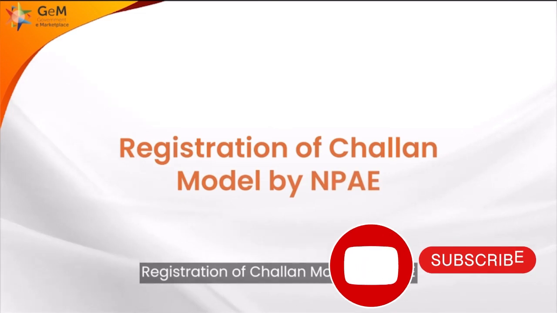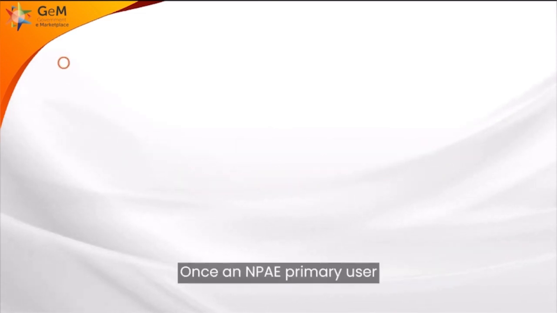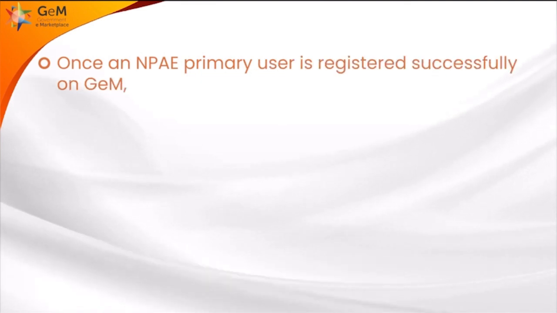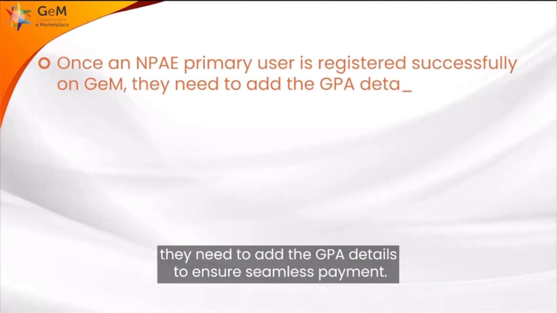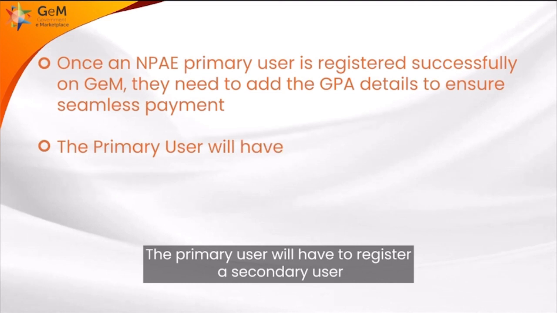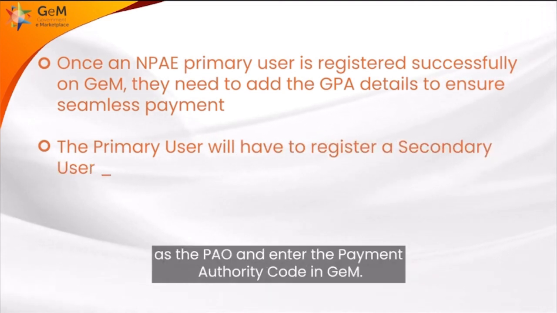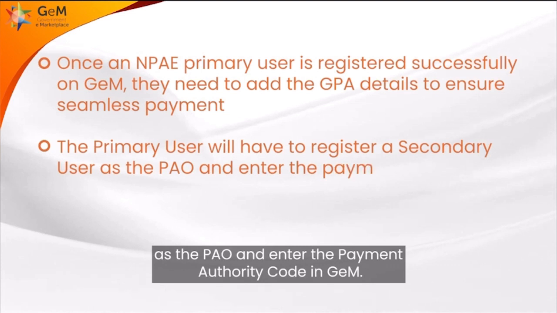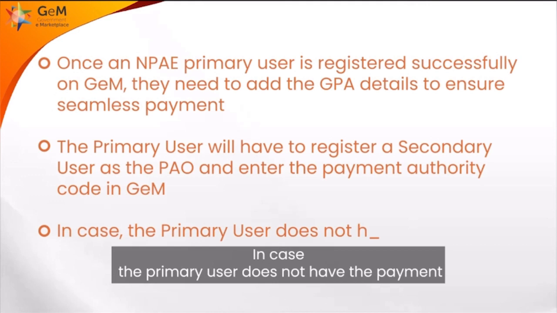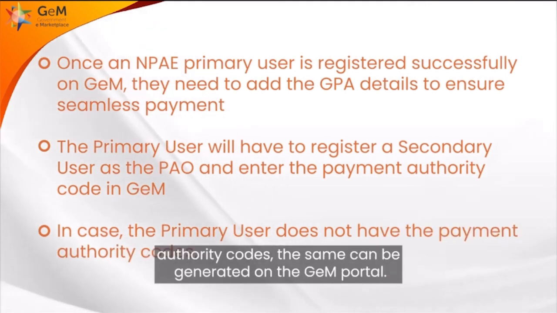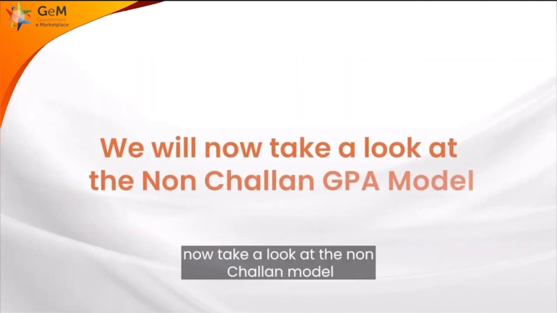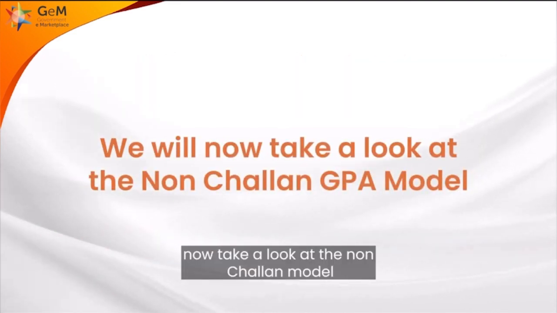Registration of Challan model by NPAE. Once an NPAE primary user is registered successfully on GeM, they need to add the GPA details to ensure seamless payment. The primary user will have to register a secondary user as the PAO and enter the payment authority code in GeM. In case the primary user does not have the payment authority codes, the same can be generated on the GeM portal. We will now take a look at the non-Challan GPA model.